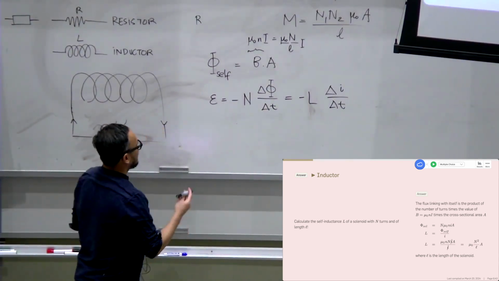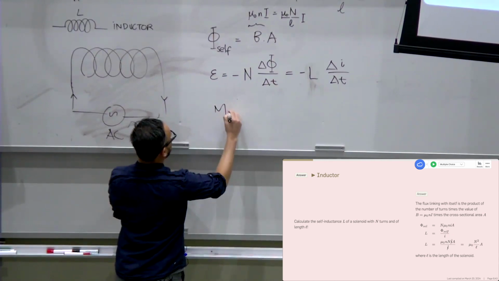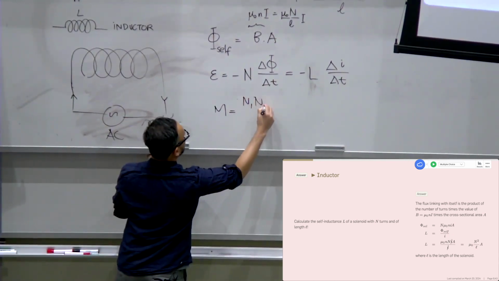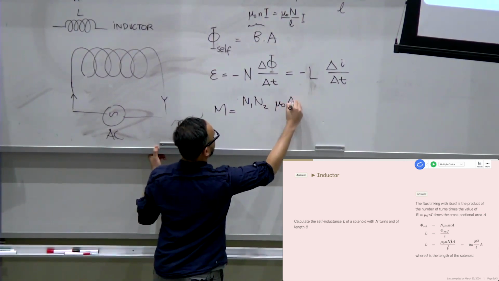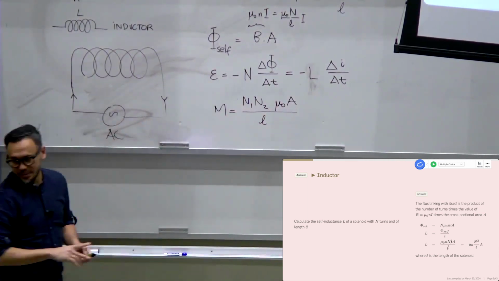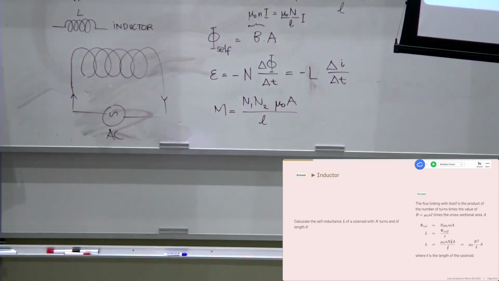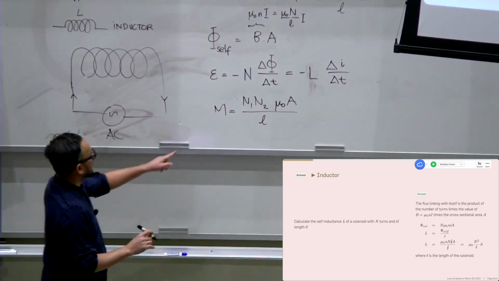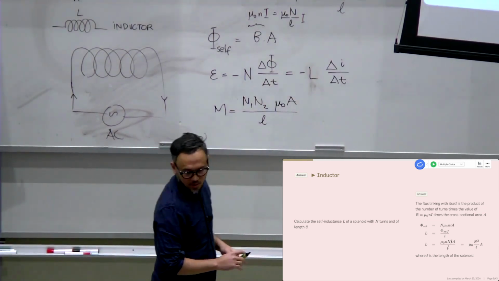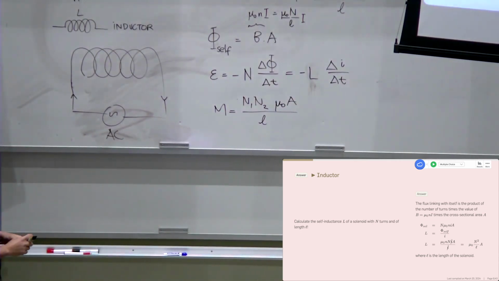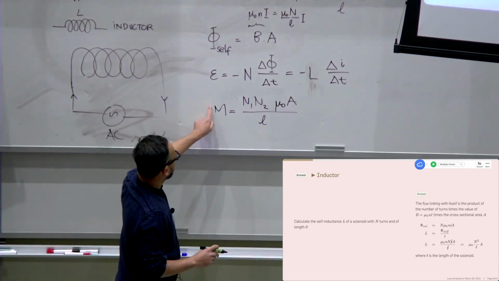So for two coils, M is equal to N1 N2 times mu naught A divided by L. N1 is the number of turns of coil 1, and N2 is the number of turns of coil 2. A is the area of the coil, and L is the length of the coil. Since it's good to show that we can arrive at the same equation using multiple approaches, let's calculate L.